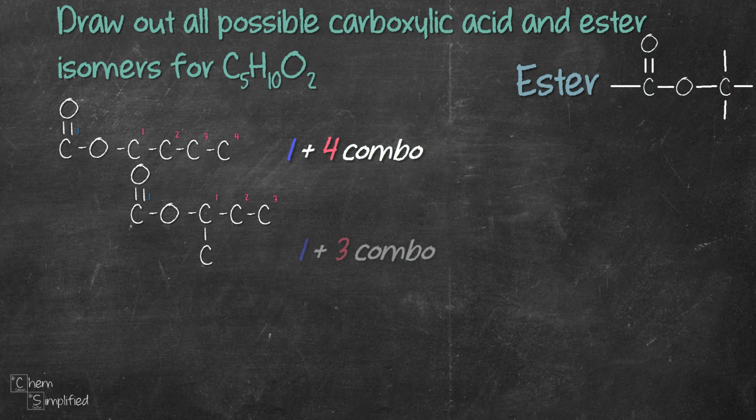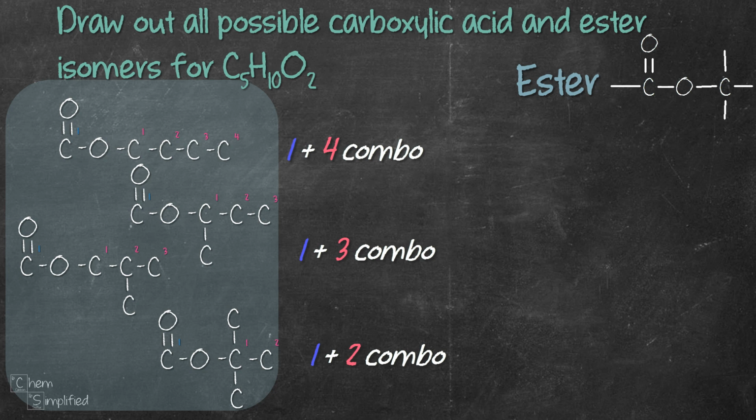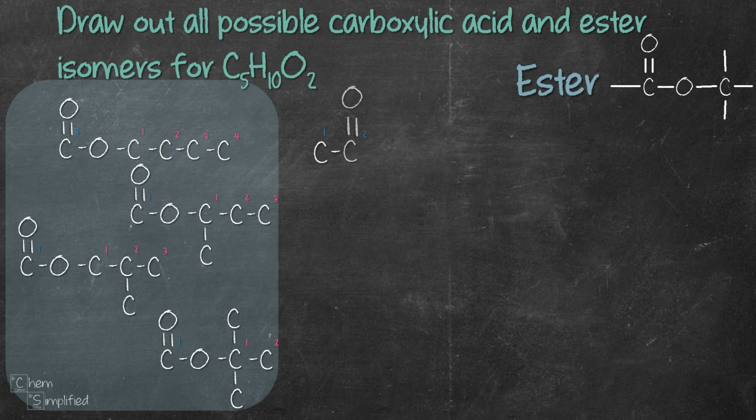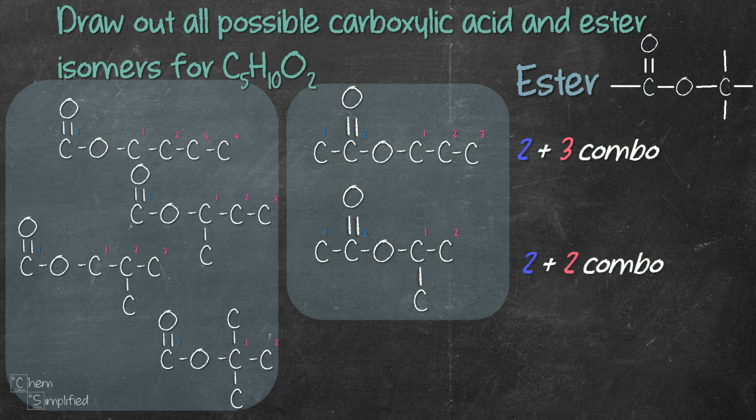This will give us another isomer. We can also place that extra carbon on the second carbon like this. And this is another isomer. Before we move on, we can further shorten the chain after oxygen like this. And that should wrap up the series. Let's now move on to having 2 carbons on the carbonyl group. Here we have a 2 plus 3 combo. We can shorten the chain after oxygen to 2 carbon like this, and that will give us a 2 plus 2 combo.